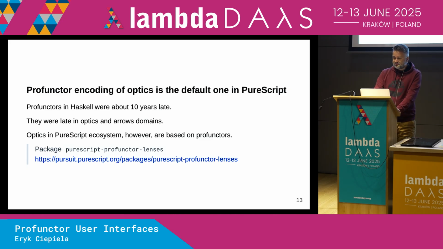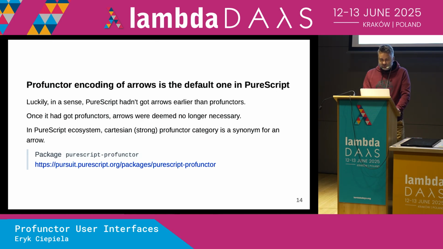But Profunctor encoding of optics is the default one in the PureScript ecosystem. In Haskell they were late by about 10 years, but in the PureScript ecosystem, optics are based on Profunctors, and this happens in the PureScript profunctor-lenses library. Also, the Profunctor encoding of arrows is the default one in PureScript. Luckily, in a sense, PureScript hadn't got arrows earlier than Profunctors, and when we got Profunctors in PureScript, arrows seemed no longer necessary. So in the PureScript ecosystem, we don't even use the term arrow, we just use the Cartesian strong Profunctor, which is equivalent.